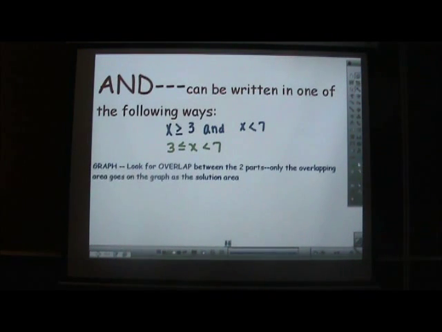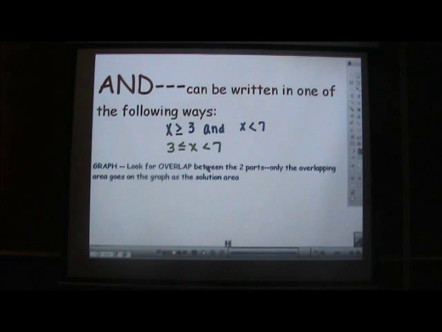Compound inequalities can have the word "and", and this could be written in one of two ways. It could say, as in the blue here, x is greater than or equal to 3 and x is less than 7, or it can be combined together, as in the green, and read 3 is less than or equal to x and x is less than 7. So, 3 less than or equal to x less than 7.